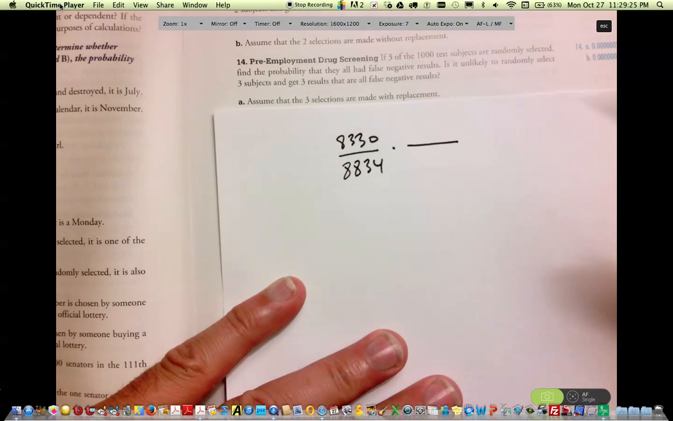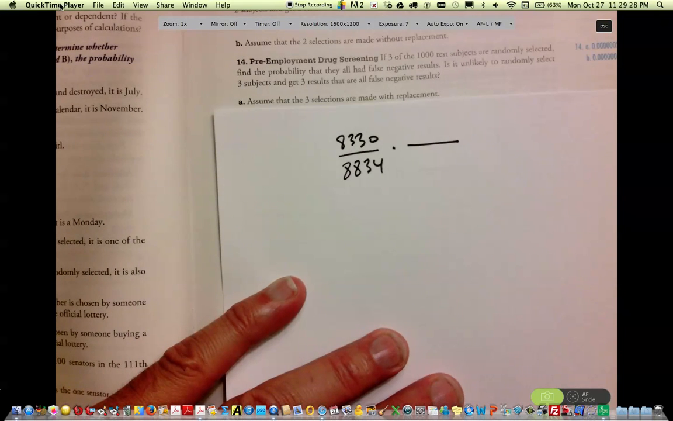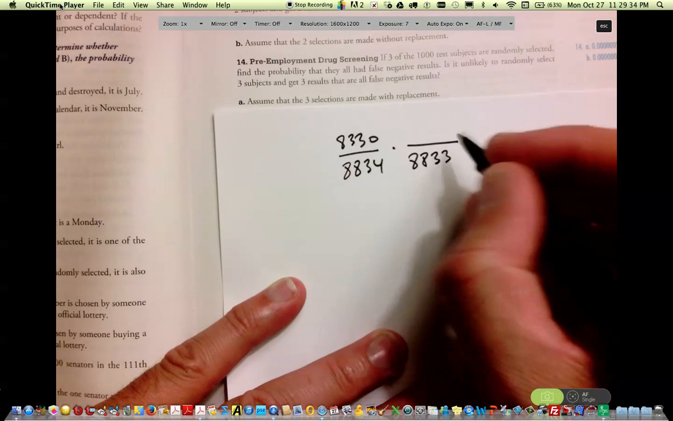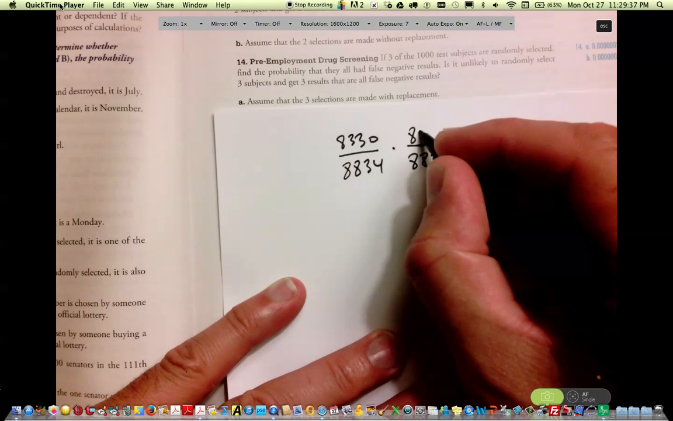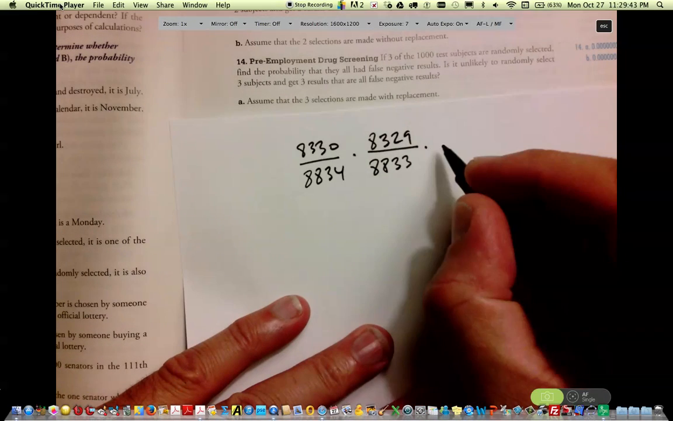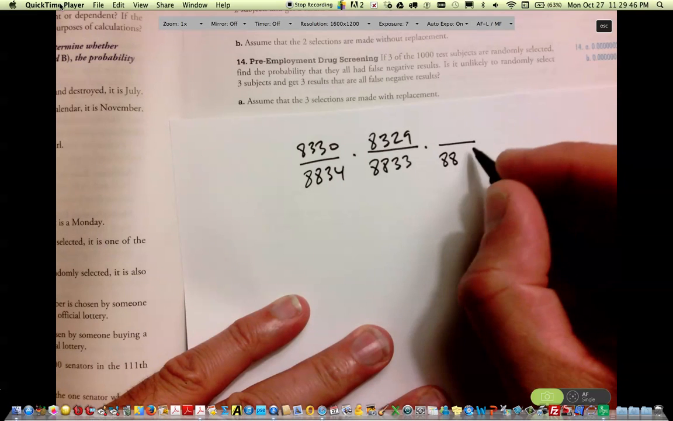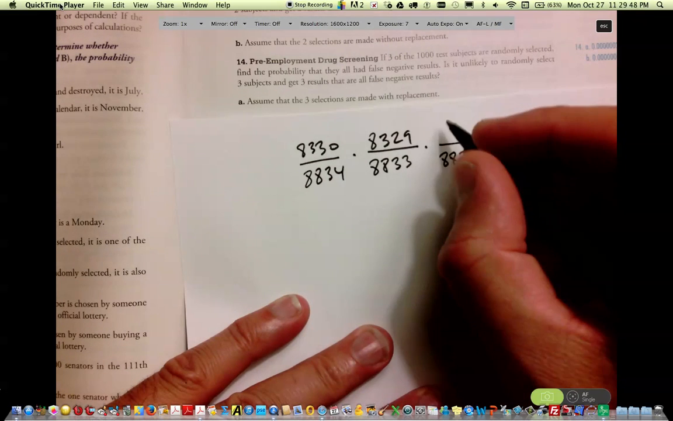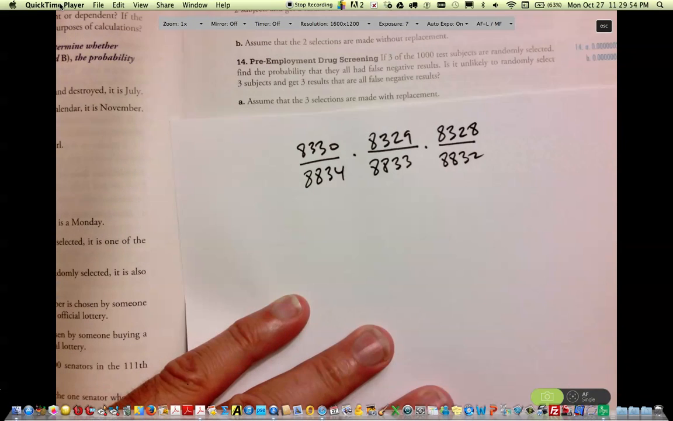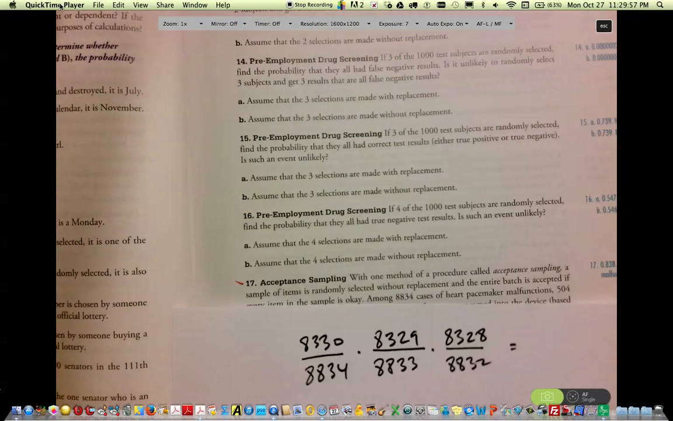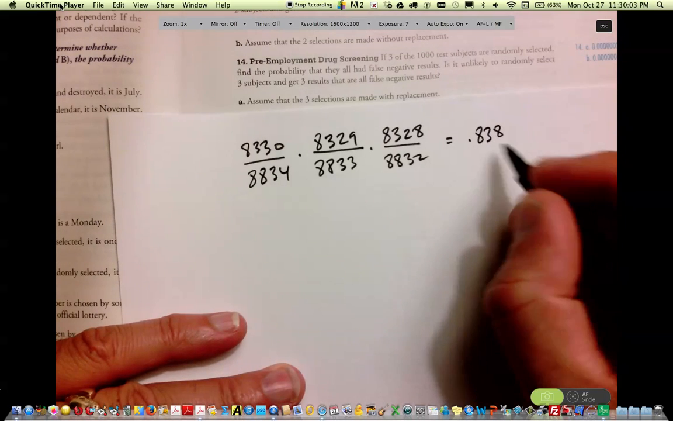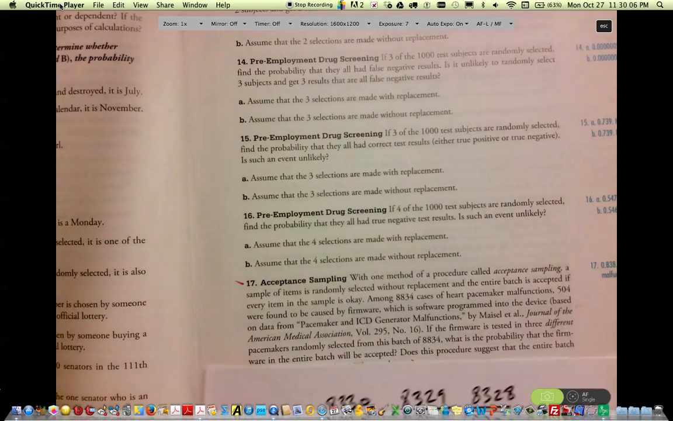The probability that the second one is a good one. These are dependent upon each other, so now we've got 8,833 left, and we've got 8,329 good ones. And then for the third one, we're going to have 8,832, and of those, 8,328 are still good. And if we multiply those 3 things together, we're going to find that that probability is about 0.838.